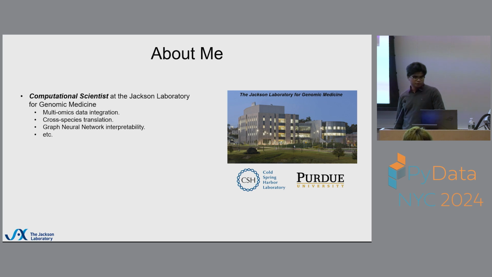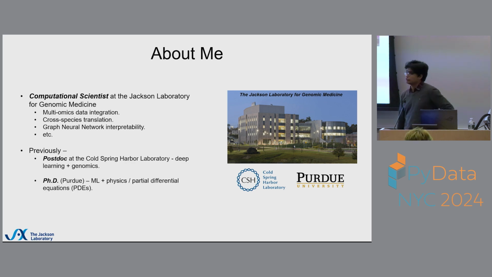Prior to my appointment at the Jackson Laboratory, I did my PhD at Purdue, where I worked on some ML problems in physics, applying them to partial differential equations. I was in an engineering department, but did a lot of applied mathematics work. And after my PhD, I transitioned into computational biology. I went to Cold Spring Harbor Laboratory, another research institution on Long Island, where I did work at the intersection of deep learning and genomics.